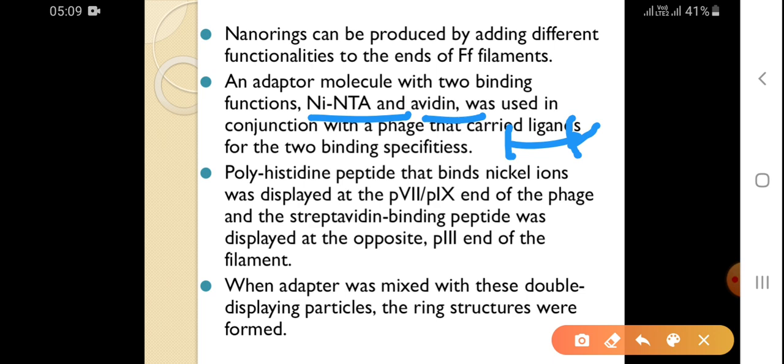Okay. So when this adapter molecule is mixed with this displaying particle, you have the M13 which displays the binding sites, and you have an adapter molecule which has these two. So they bind and they make up a nano ring structure. So this structure is a nano ring structure.